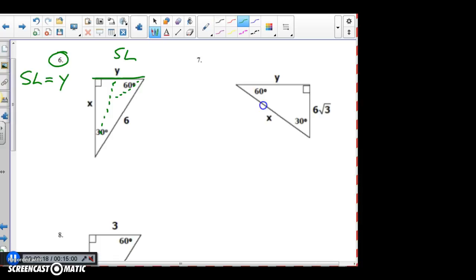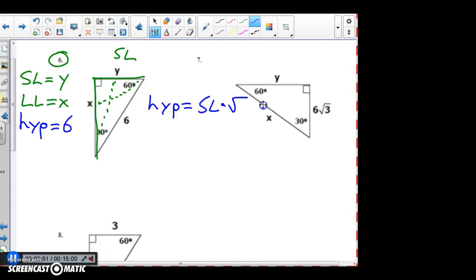Let's see. Across from my 60-degree angle, I hit this side. So I know that my long leg is equal to X. Oh, my hypotenuse. Well, thank goodness they give me something to work with. It is given to me. It's 6. Well, let's see what I've got. So I'm going to write them up here, but you could just look at your foldable or these notes or wherever you have it written, the 2 equations that I have to work with. So I've got this: hypotenuse equals short leg times 2. I've also got this one: the long leg is equal to the short leg times square root 3.